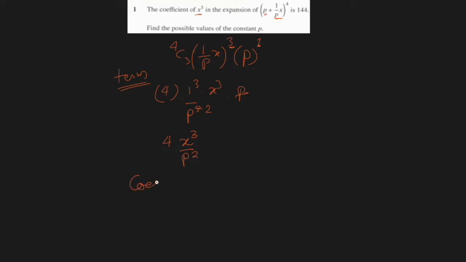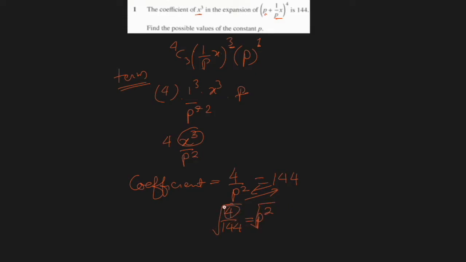What is the coefficient of this term? Coefficient will be, except for x cube, 4 over p square, right? x cube is the variable part. Okay, they said this is equal to 144 and find the value of p, and now we can find the value of p. So let's do cross multiplication. p square goes there, 144 takes its place. So 4 over 144 is equal to p square, and to get p we square root both sides.